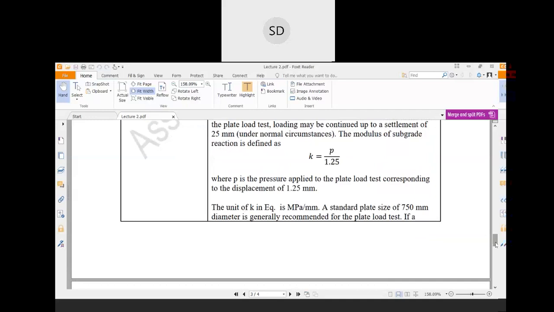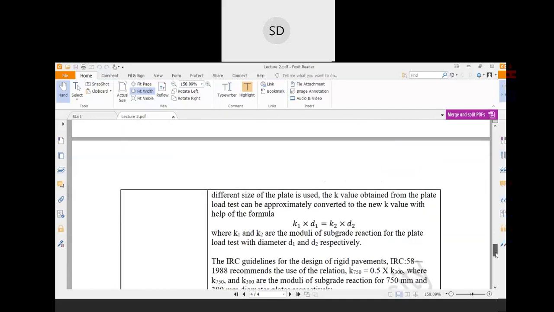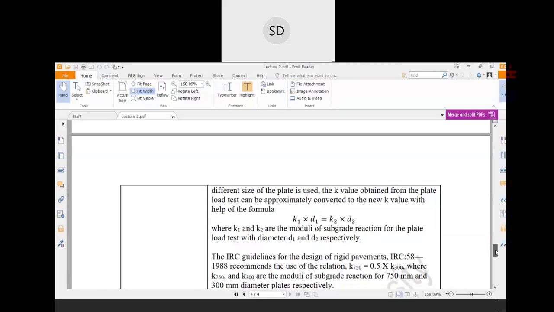A standard plate size of 750 mm diameter is generally recommended for the plate load test. And if a different size of plate is used, the K value can be calculated using this formula, that is K1 into D1 equal to K2 into D2, where K is the modulus of subgrade reaction and D is the plate size. Using that formula, you can find the modulus of subgrade reaction for different sizes of plate.